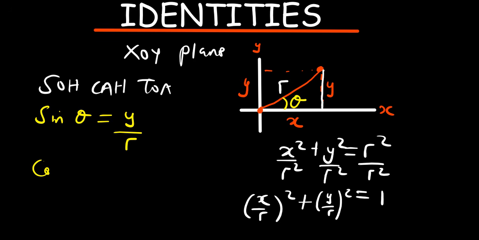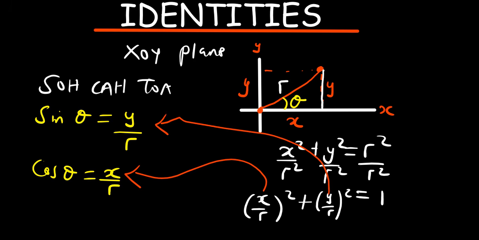Then let's find cos theta. Now cos is adjacent over hypotenuse. So adjacent to theta, we're able to see that it is just an x and the hypotenuse is r. So I have x over r. Now from our previous equation, we said that we had x over r and y over r, and when these are squared, they are going to give you a 1. So now you're able to see that x over r is the same as cos theta, and y over r is the same as sine theta.